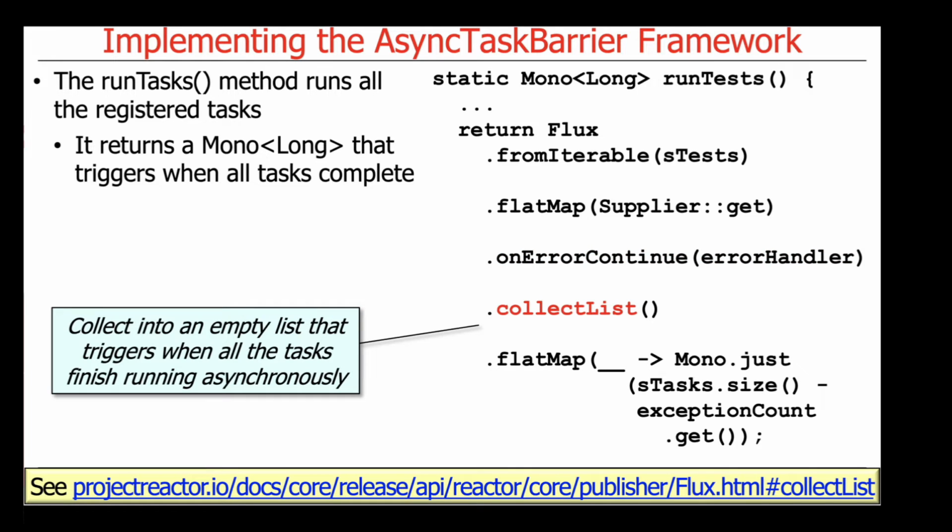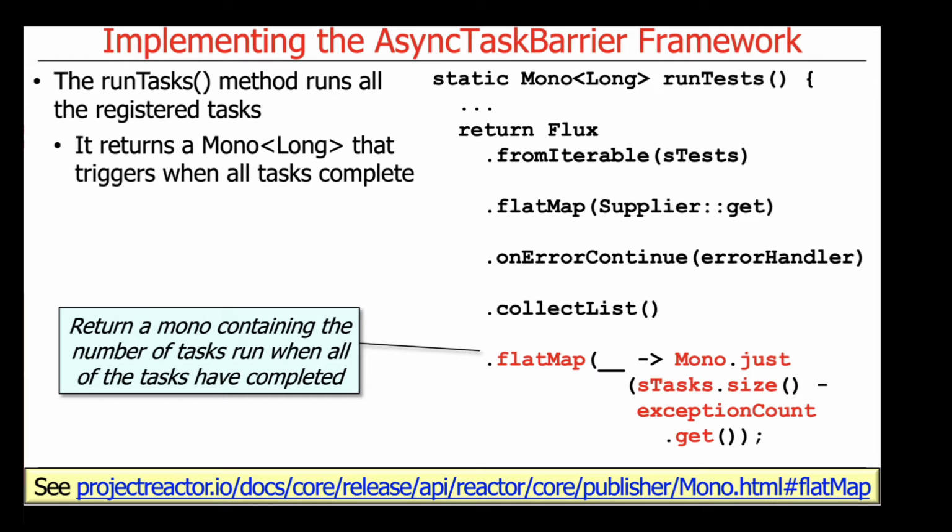And then we're going to go ahead and collect everything into a list. And this will actually be a weird list because it's a list of Mono<Void>s. So it's really an empty list, but it's really just there to say when everything is done, then continue on. It's almost like materializing it, just waiting for things to finish. And then the last thing we do is we return a Mono that contains the number of tasks that ran successfully when all the tasks completed. And we do some really funky magic here with the exception handler to count the number of times exceptions occurred and so on and so forth. So it all works very nicely.